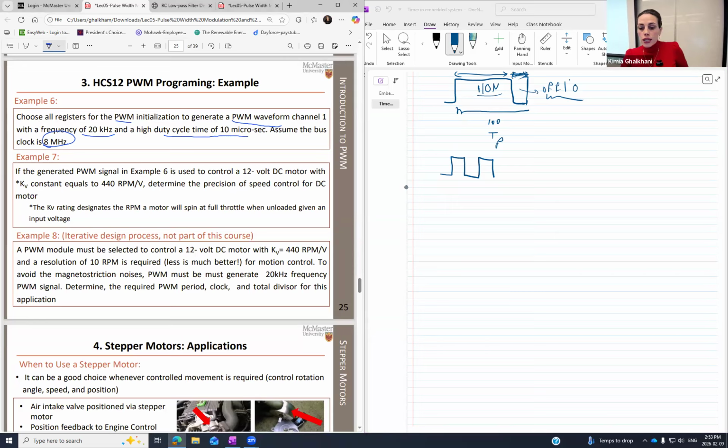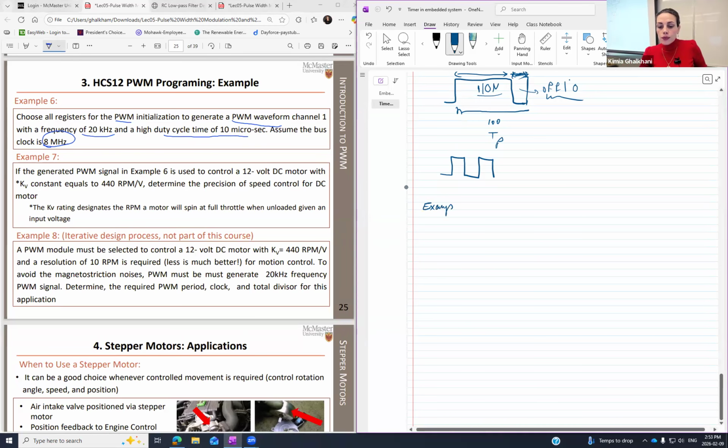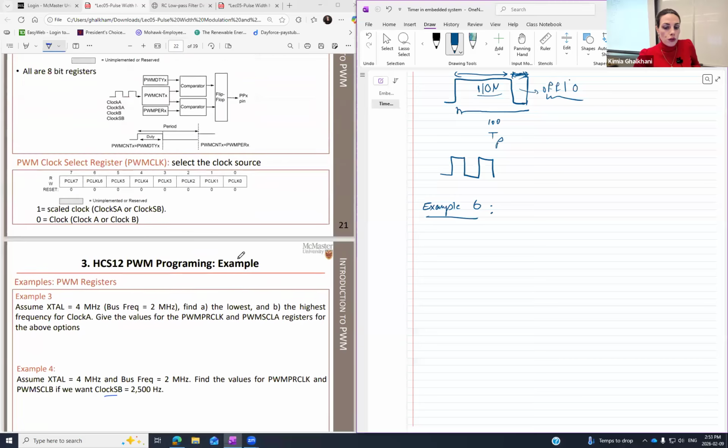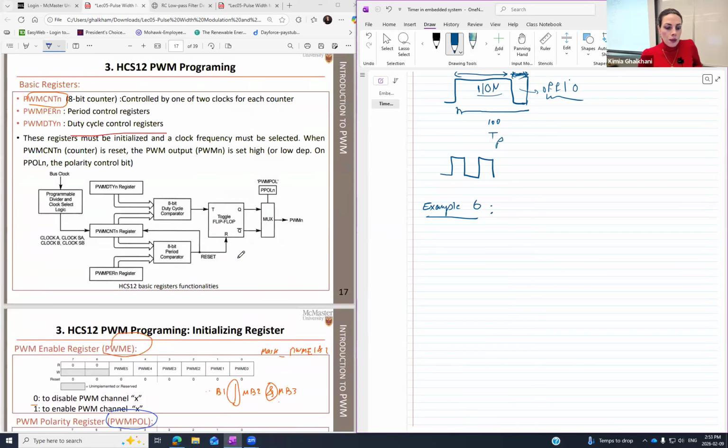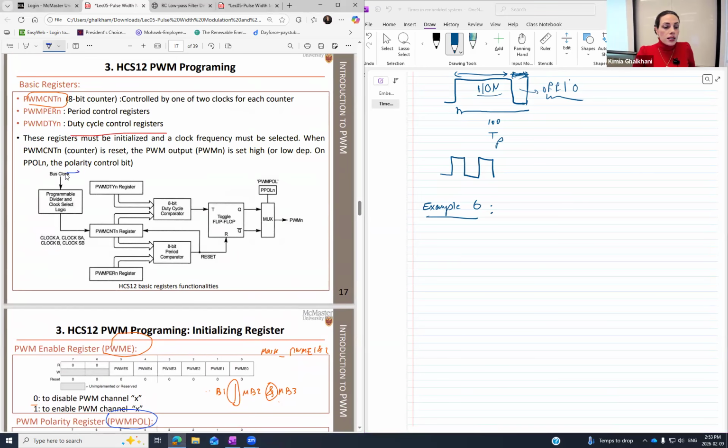Using those information, let's look at example 6. So how do we do that? I have to consider that I'm going to go back to slide 17 quickly to review. I showed you this one before, but one more time. Look at what I've got right in this example. This is the basic register functionality for the PWM programming from the data sheet. Look at this. This one in here, my bus is going to be, look at here, this is the bus clock. For us is 8, right?